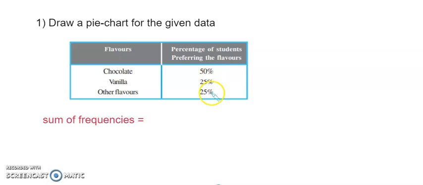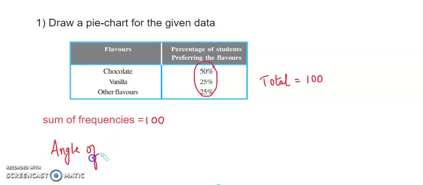Now when we say percent, it's calculated per 100, so that means the total number of people whose opinions were being calculated or tabulated in this table is 100 people. That means the sum of frequency, when you add this, you get 100. That is what it means. Okay, so first we are going to find the angle for chocolate. How we are going to do it is what I'm going to show now.